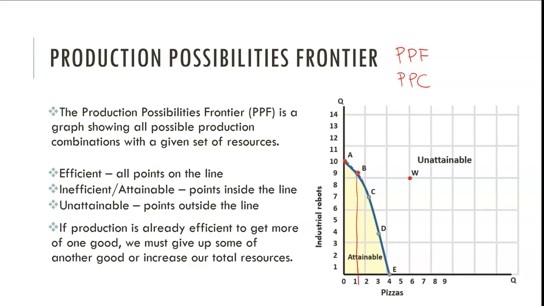So at point B, we get maybe 1.5 pizzas. We say, yes, we would like that. The only way to do so, though, is by giving up some of our robots. Because we're already producing an efficient number, we're going to have to produce fewer robots in order to produce more pizzas. So anytime we're doing something efficient, we're going to have a trade-off of giving up one good for more of the other.